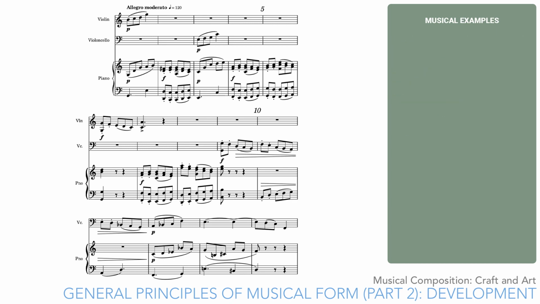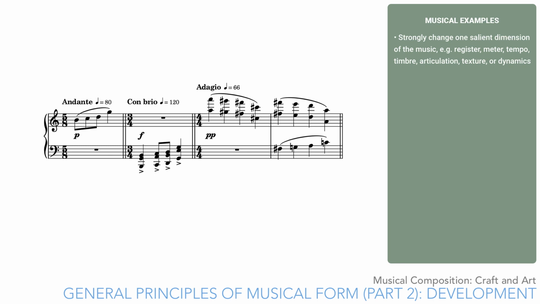An interesting experiment to do with your musical ideas is to strongly change one salient dimension of the music, like register, meter, tempo, timbre, articulation, texture, or dynamics. This can lead you to discover new aspects of your original idea that you would not have thought of. Here I've made a few such changes to the idea heard in our first example above.